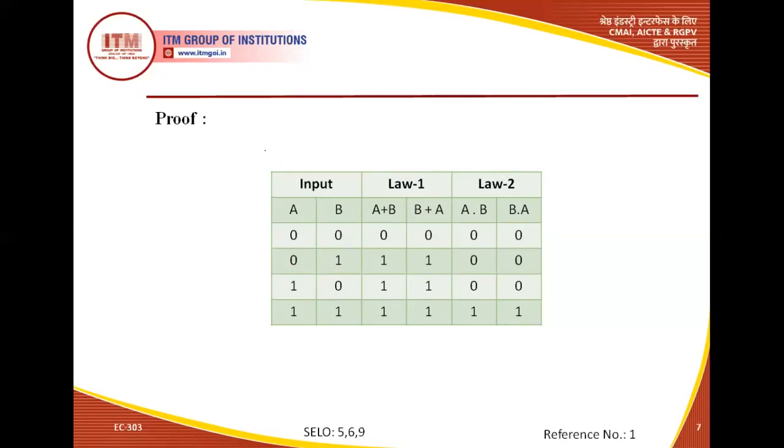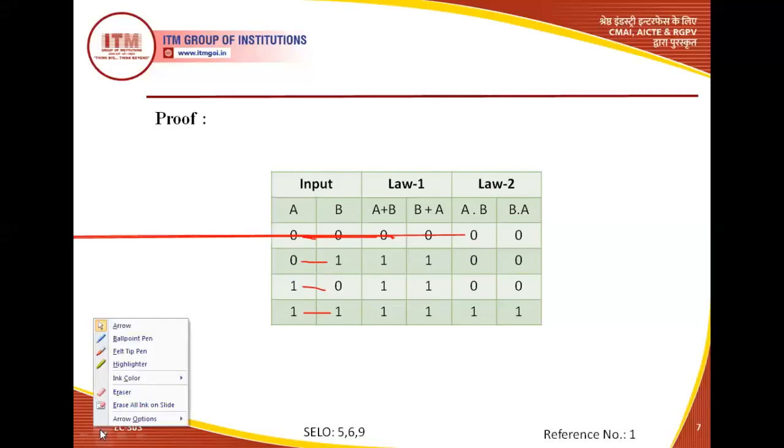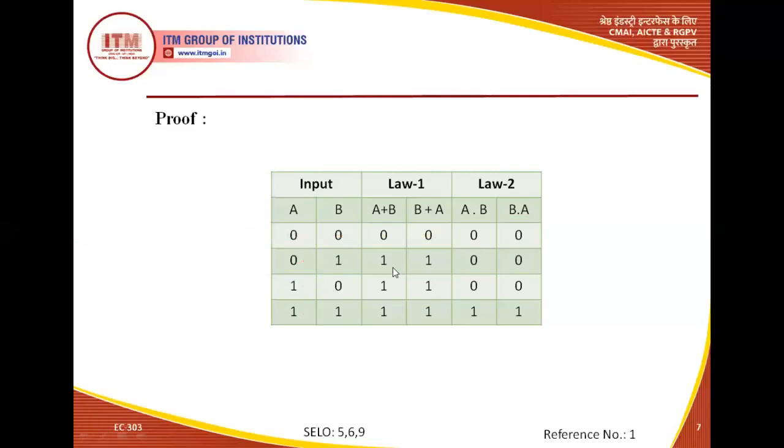So to prove the law, first we have the inputs A and B. The combinations of input are 4. That means 0 0, 0 1, 1 0 and 1 1. Then first we take the output of the A OR B operation. So if we perform 0 OR 0, it gives the output 0. Okay. Now if we perform the operation 0 1, it will produce the output 1. Okay. Now if we perform the operation 1 0, it will produce the output 1.